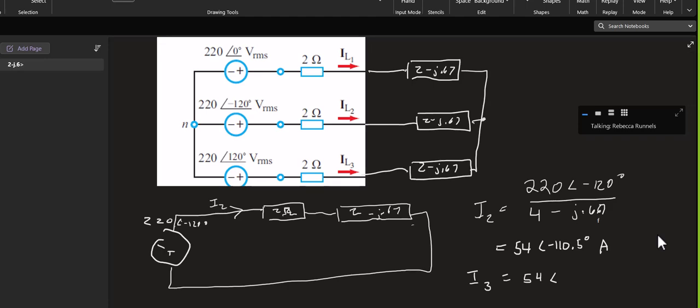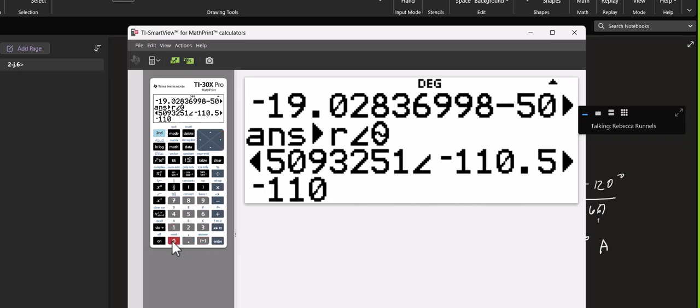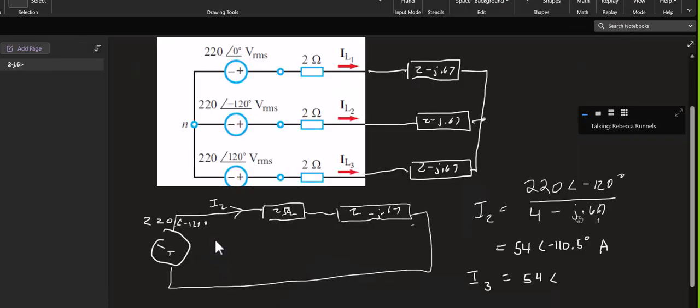That's my fault. Okay, so in a positive phase sequence, you subtract 120 to go from one phase to the next. So it'd be negative 110 minus 120, which would be negative 230, and then I'll add 360 to that, and I get positive 130. So I3 is going to be 54 angle positive 130.5. And then for I1 I can either subtract 120 from I3 or add 120 to I2. So either way, I will get 54 angle 10.5.